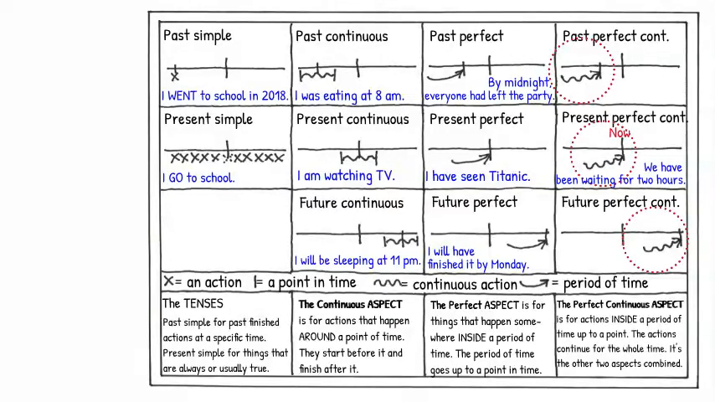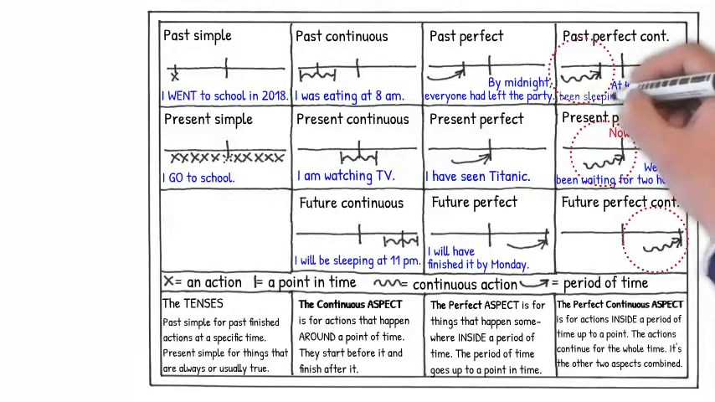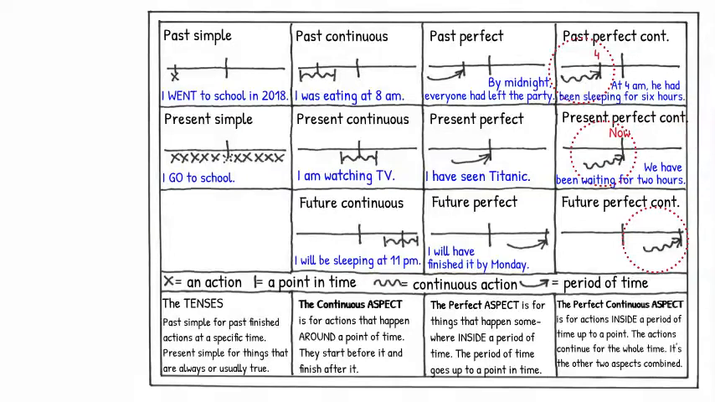The past perfect continuous. At 4 a.m. he had been sleeping for 6 hours. 4 a.m. is the point in time in the past, and the sleeping for 6 hours is the continuous action that went up until 4 a.m.